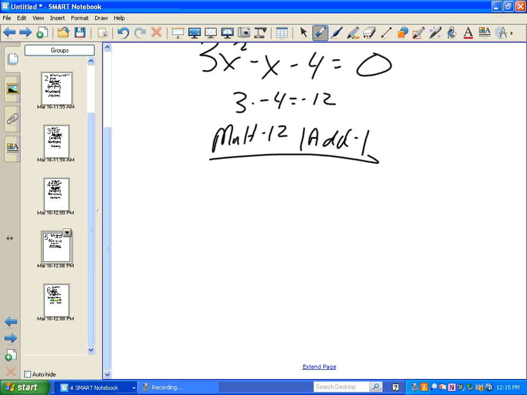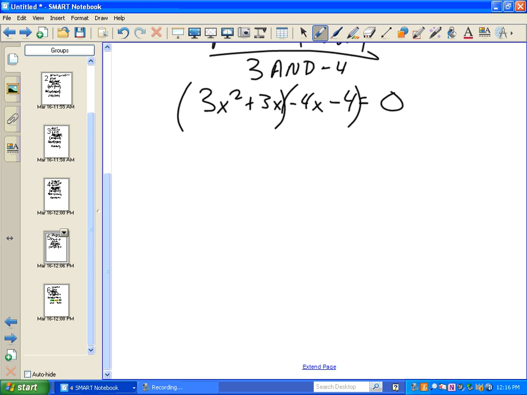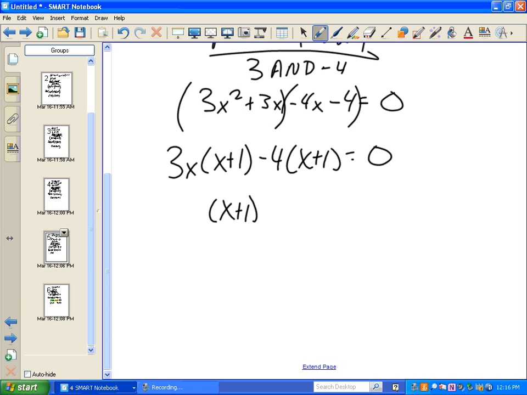Matt? Okay. Substituting it into the problem, Ryan, what do we get? Equals what? 0. Good. From here, we factor, we take out a 3x, that's x plus 1. Take out the negative 4, that's x plus 1. What do they have in common now? Allie. X plus 1, we take out the x plus 1, and what's left?